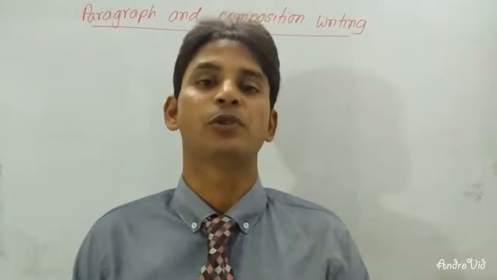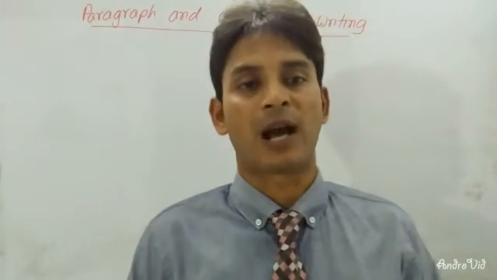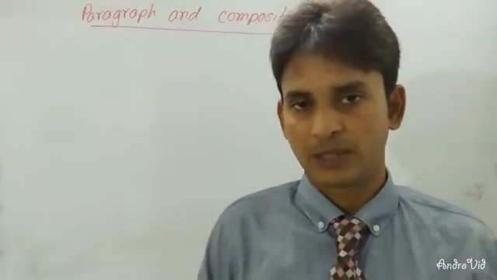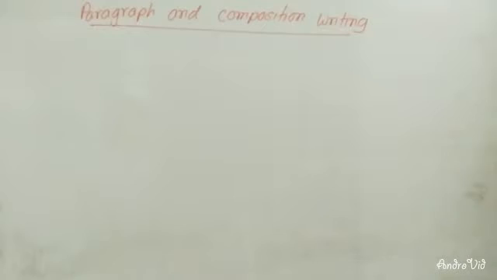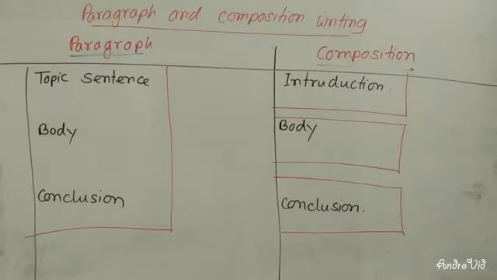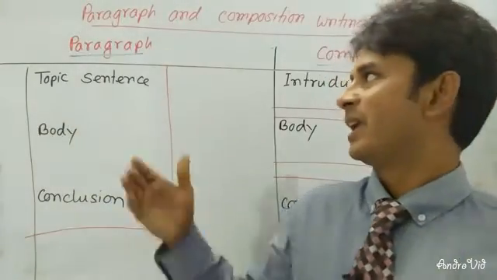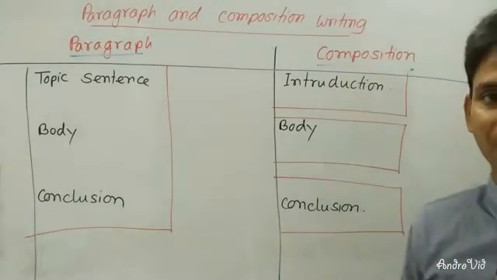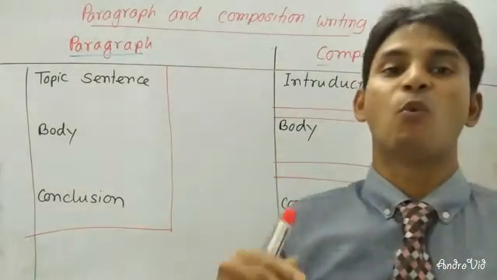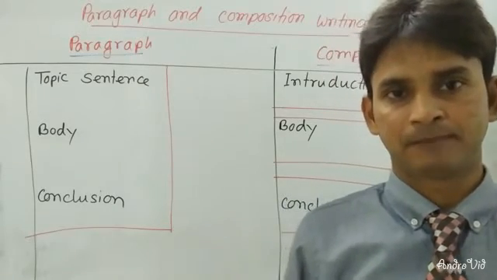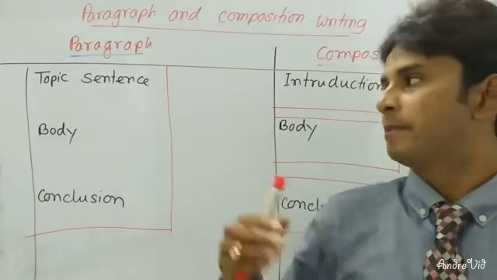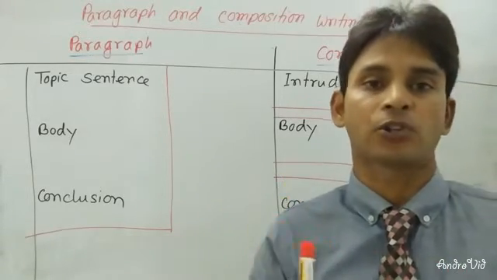Dear learners, now I'm going to make you understand how we can write a paragraph at first, and then compositions. Dear learners, try to follow my class. On this board, you can see that here I have written about paragraph and here I have written about compositions. A paragraph is one thematic writing. It must have a single idea, but it must have 3 parts.